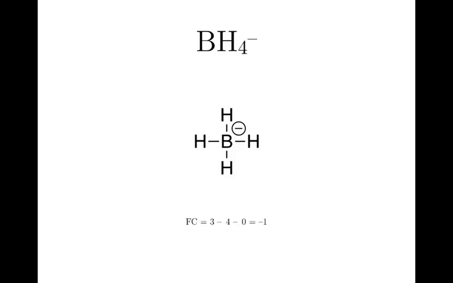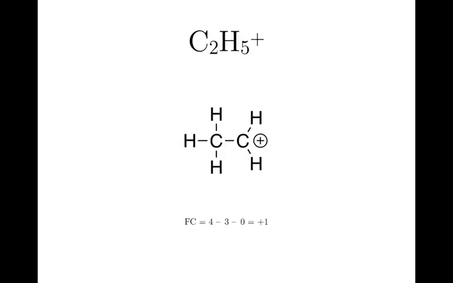For BH4 minus, we're going to have a formal charge of negative 1 on boron. For NH2 minus, we'll have a formal charge of negative 1 on nitrogen, with 4 lone pair electrons around nitrogen. And for C2H5 plus, you can draw it rotated 180 degrees, that would be perfectly fine. So we're going to have a plus 1 formal charge for the carbon that has 3 bonds.